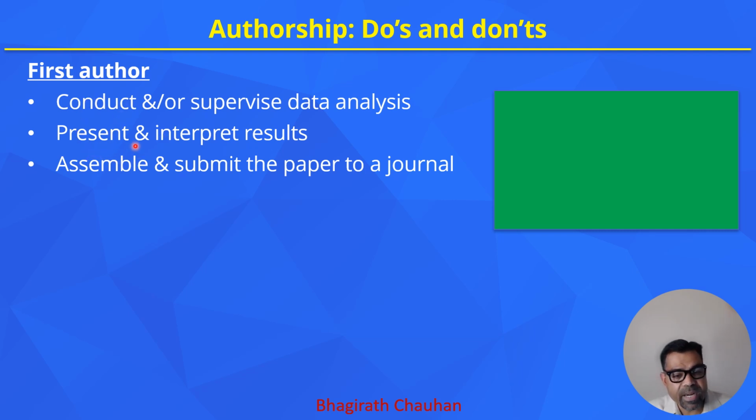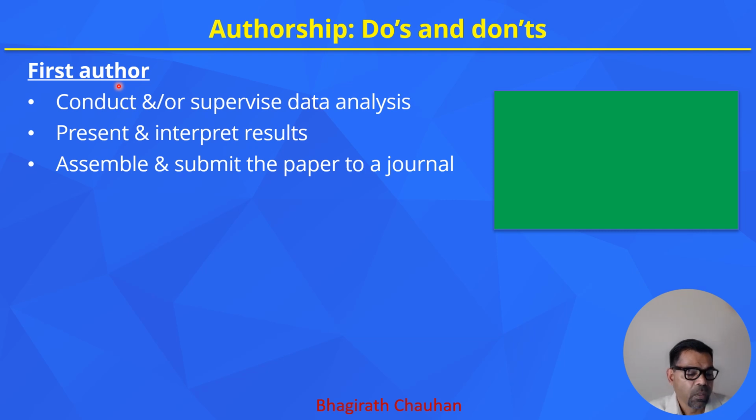Also, they write, present and interpret results. Roughly, not exactly, but about 80% of the work in a paper is done by the first author. They are the one responsible to assemble and submit the paper to a journal. Nowadays, sometimes you see a different corresponding author, and sometimes when your first author is very young or a master's student, their supervisor becomes the corresponding author and submits, but still they are the first author.